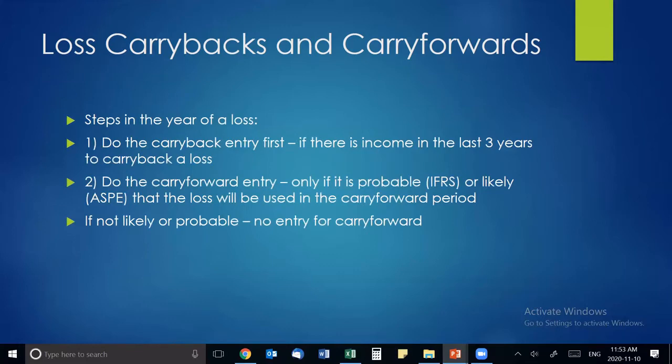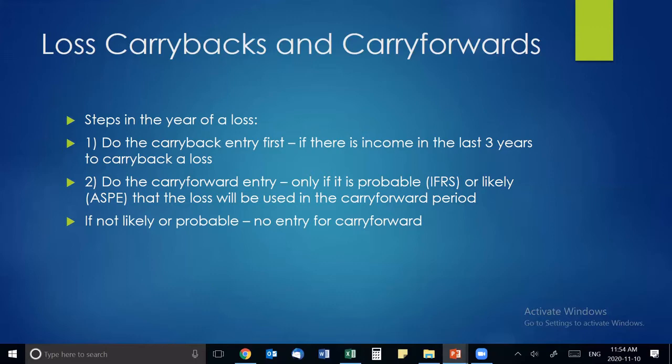When you're looking at the year of a loss, what you're going to do first is determine, can I carry back this loss? Is there any income in the last 3 years that I can carry this loss back to, reduce my taxable income in those 3 years and pay less tax? First thing you want to do is see if there's any income that you can carry back. You want to do this first because you can only carry back 3 years, so you're going to lose out on that if you carry forward first, for example.